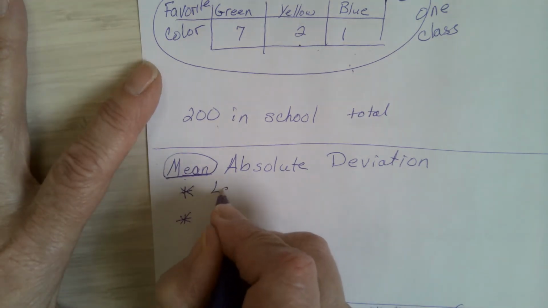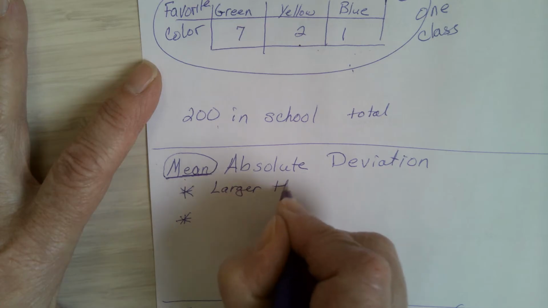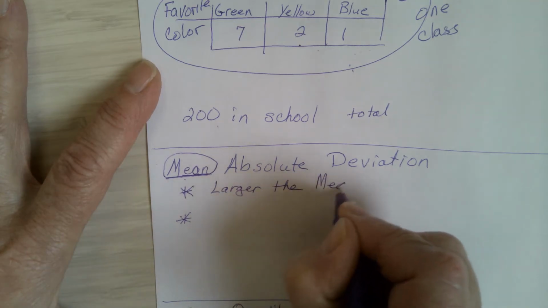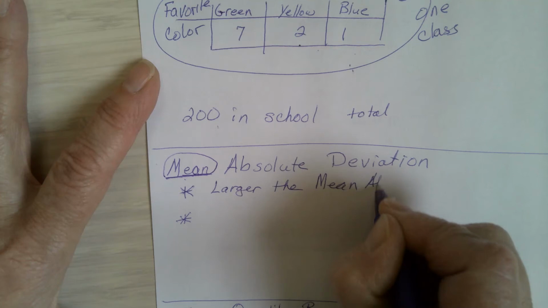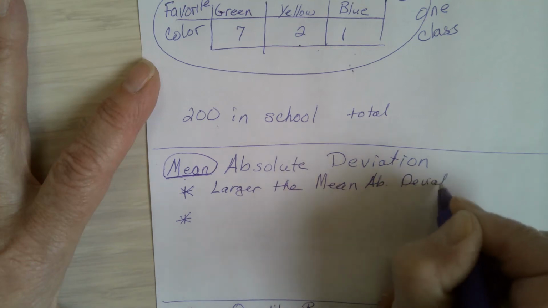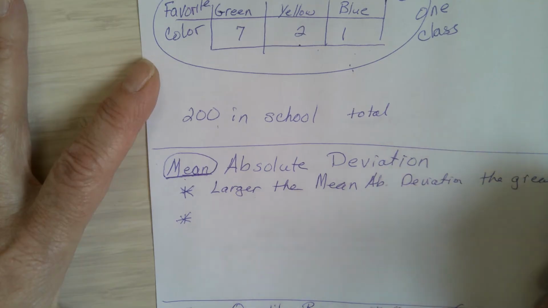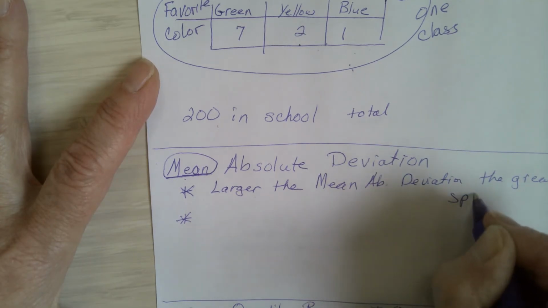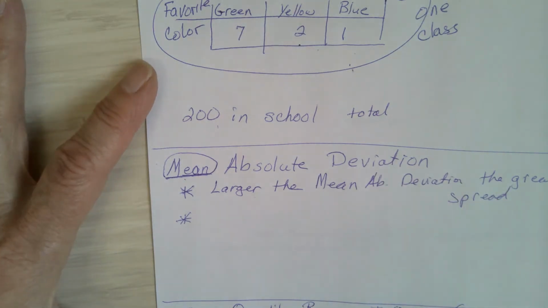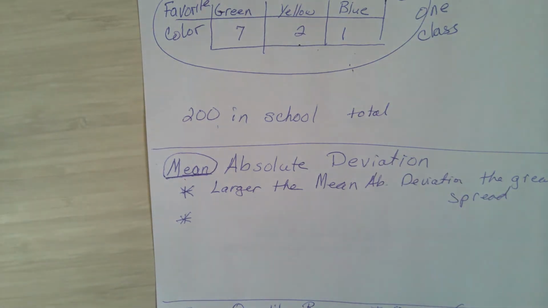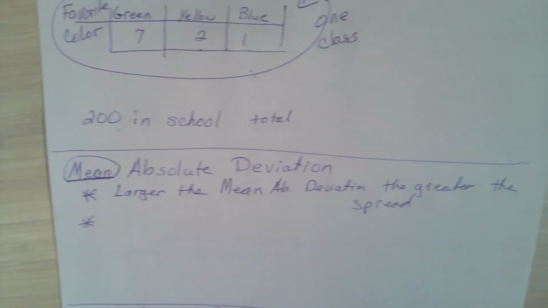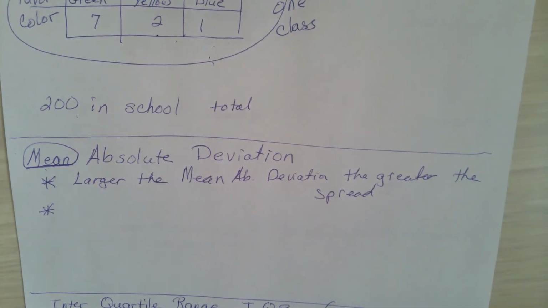The larger the mean absolute deviation, the greater the spread. That means the distance between the mean and each unit. The smaller the mean absolute deviation, the smaller the spread, or the distance between the mean and each item in the list.